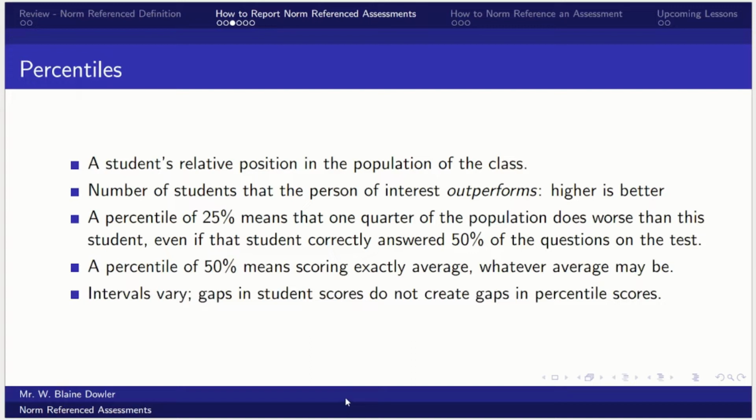And the intervals vary. So gaps in student scores do not necessarily create gaps in percentile scores. So if 100 students take a test and there are no marks in the 60s, then you can have a 1 percentile difference between 58 and 59, and also a 1 percentile difference between a score of 59 and a score of 70.